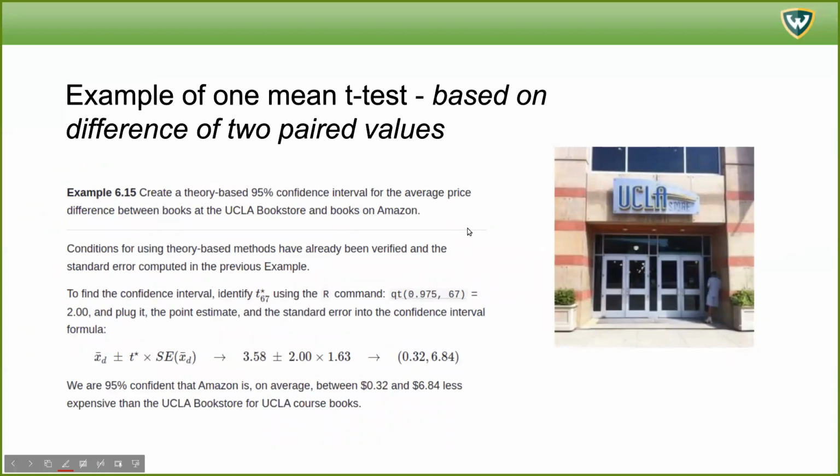We calculated over here. Create a 95% confidence interval for this average price difference. We just got to plug in the formula, but first we need to use that QT function to find out where that T asterisk is for that 95% confidence level.